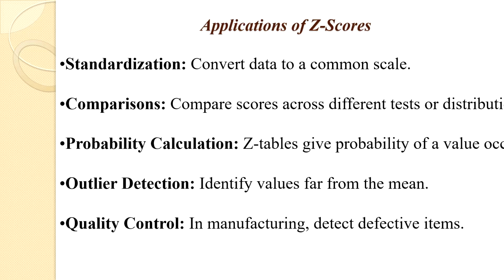Next, it is easy to detect outliers, that is, identify values far from the mean. Then we use this for quality control. In manufacturing, we use it to detect defective items, the malfunctioning items, with the help of the z-score values. If the z-score value is not within the particular range, then the manufactured object has some defective nature. So these are all the applications of the z-score.